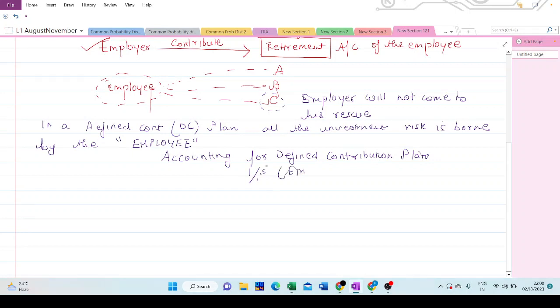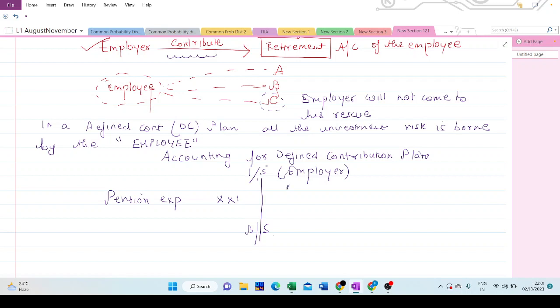Income statement of the employer. ठीक है ना? Now this employer contribution is expensed as pension expense in the income statement. And nothing is reported on the balance sheet, right? Only the employer's contribution in the employee's retirement account is reported as a pension expense in the income statement of the employer.